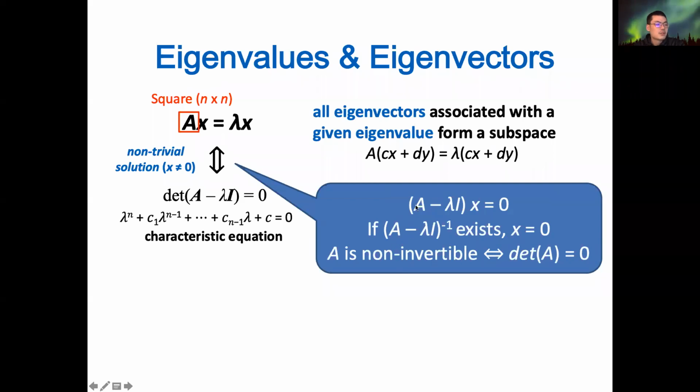Now we show that if you want a non-trivial x, this inverse has to not exist, which means you cannot take the inversion. That means your determinant is 0, because you are not a full rank matrix.